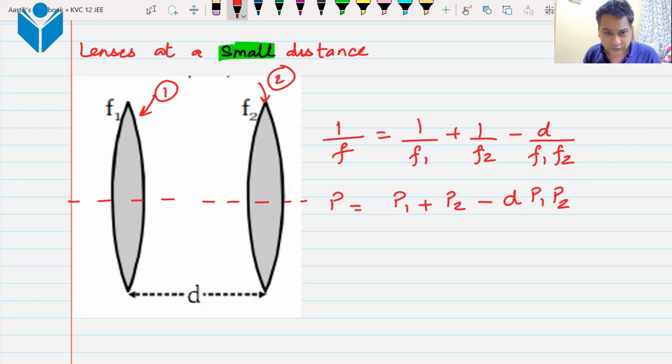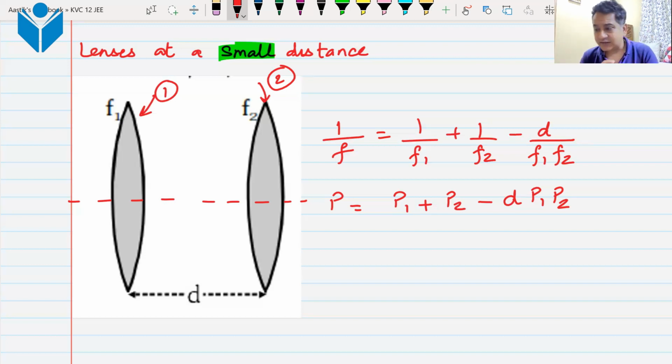They might also ask you, what is the position of this lens? Where is this lens? Now, when these two lenses are in contact, this question doesn't arise because the lens will be where the two lenses are kept. It does not make a difference when the two lenses are in contact.